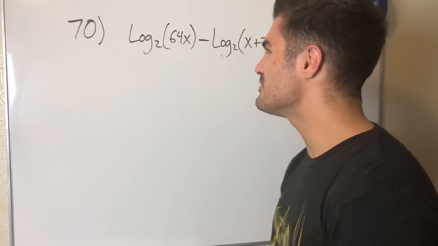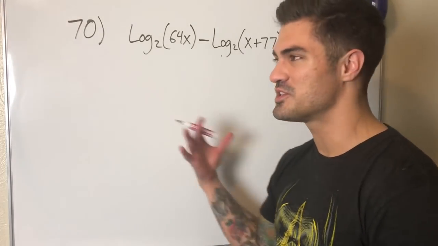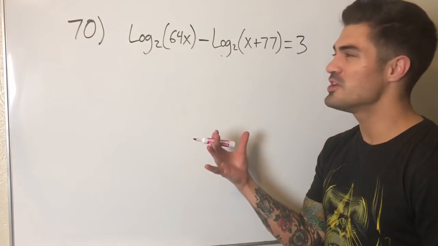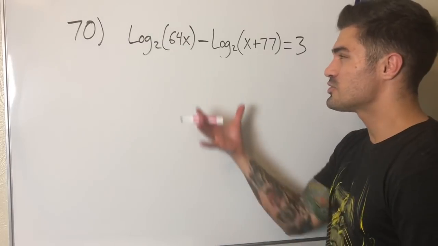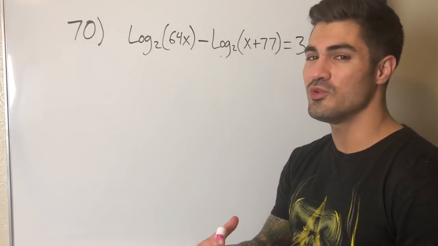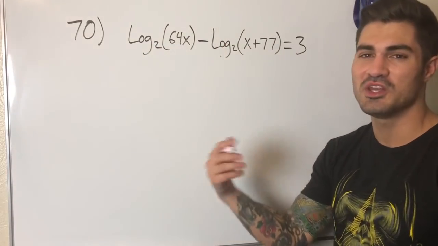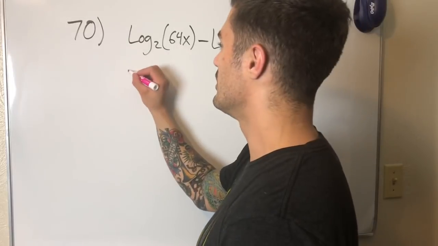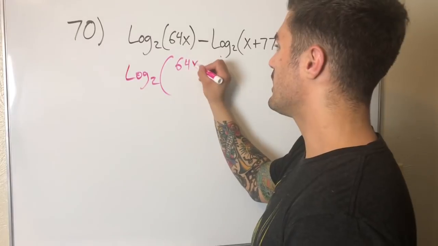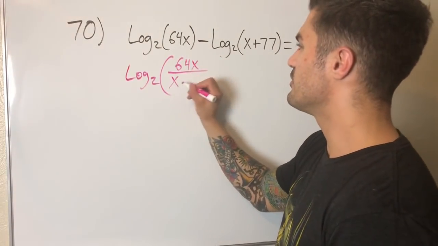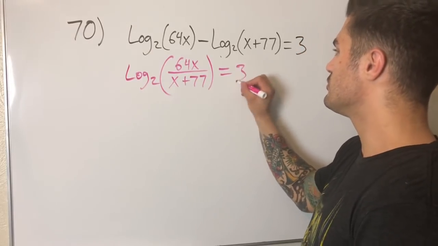All right, for this number 70, I am solving this logarithmic equation. And again, if you want to see this in depth, go check my channel. I have lots of videos on this. So for this logarithmic equation, I really want to get log something equals some number, right? That's the goal. So I really need to combine these two logarithms, which I can do if I know my logarithm properties, all right? So since I have a minus here, I can combine them, and it's going to become division inside a single logarithm. So once I combine them, I get log base 2. And inside here is going to be 64x over x plus 77, right? The first one always ends up in the numerator, the second one in the denominator, and this equals 3.